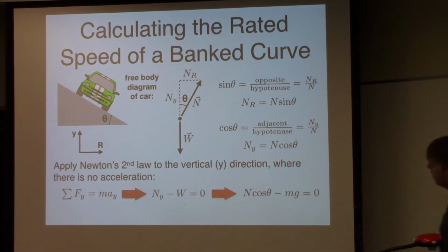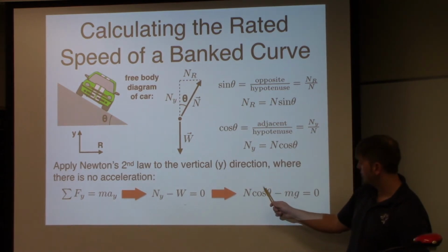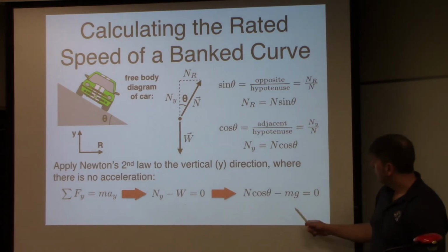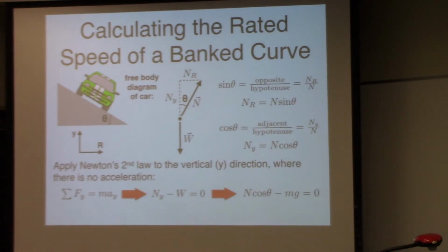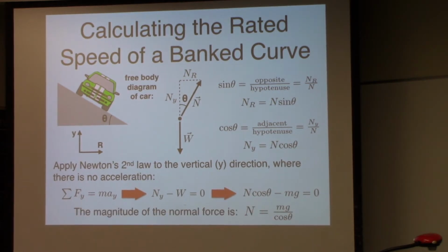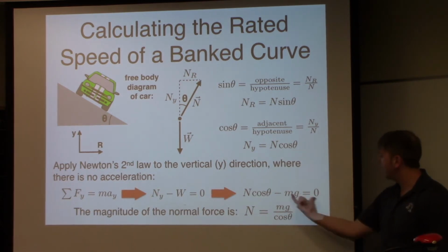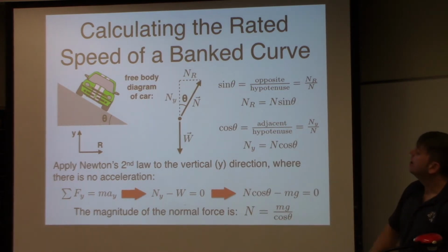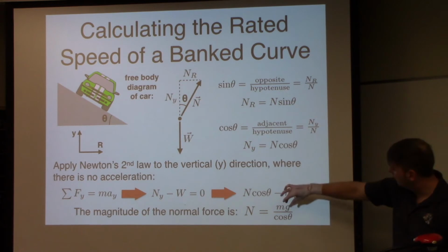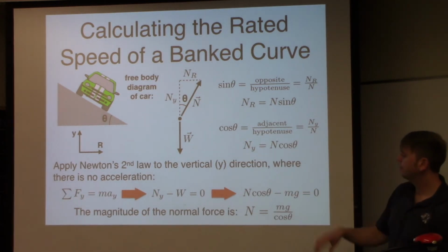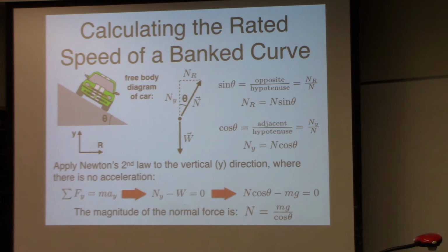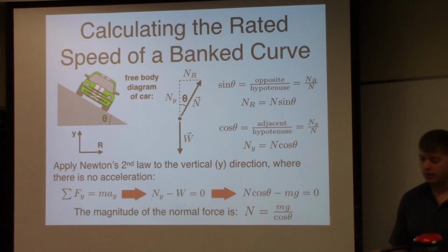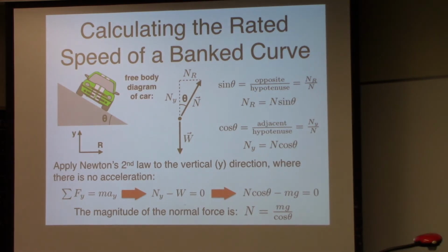Before, we said that NY is equal to N cosine theta, so I'm going to plug that in for NY. And the weight is always equal to m times g, so I'm going to plug that in as well, and that's all equal to 0. If you add the mg term to both sides and divide by cosine theta, the magnitude of the normal force is equal to mg divided by cosine theta. So what we got by looking at the forces in the y direction is a formula for the magnitude of the normal force. We've got that much.